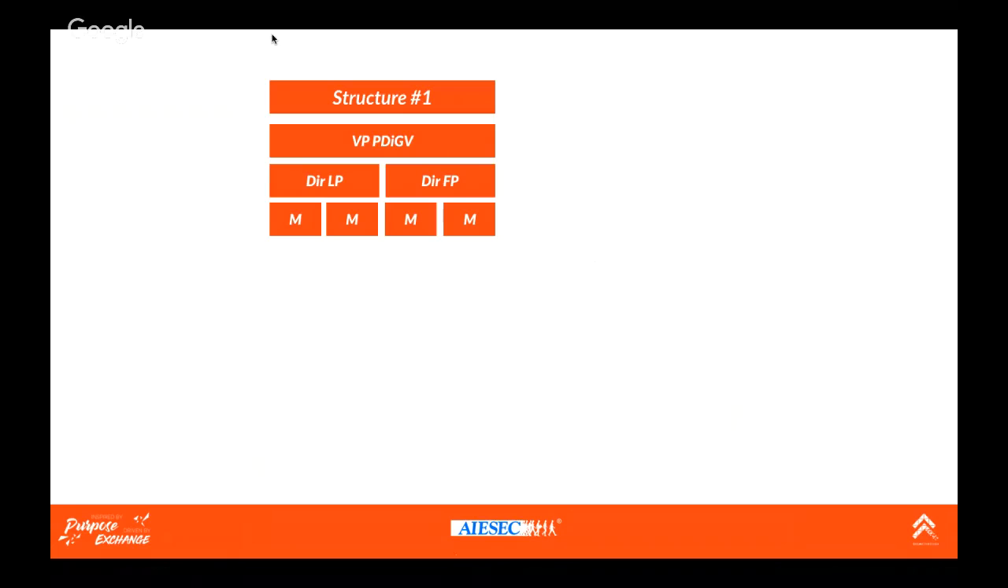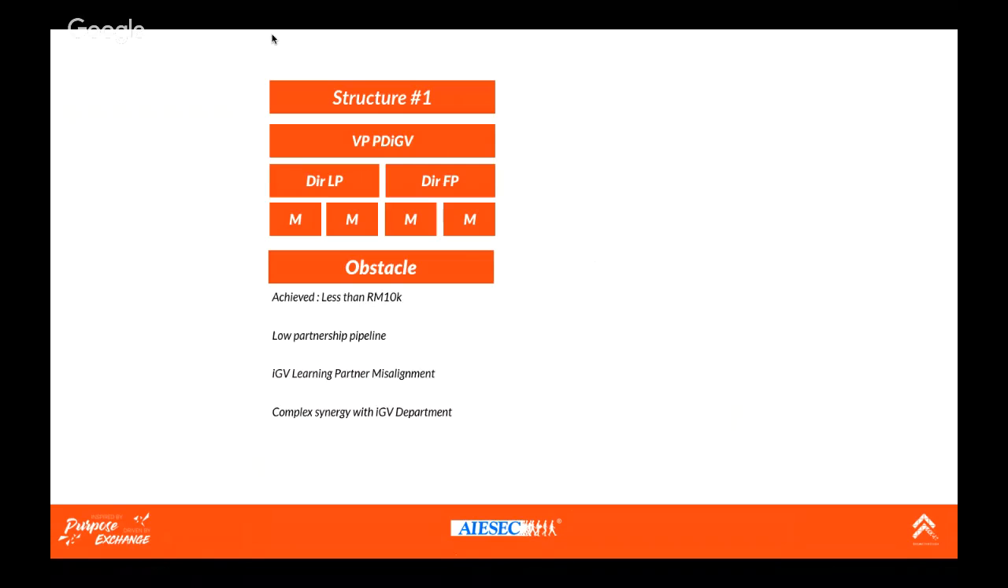The structure that was proposed to them, after half a term of execution, they started to see some obstacles. The few things that I observed when I took over the term are elements caused by these kinds of structures that you need to take note of. A lot of the PD4iGV teams achieve less than 10K. With these very huge structures, with a lot of members and directors, their achievement is usually less than 10K, and they have a very low partnership pipeline.